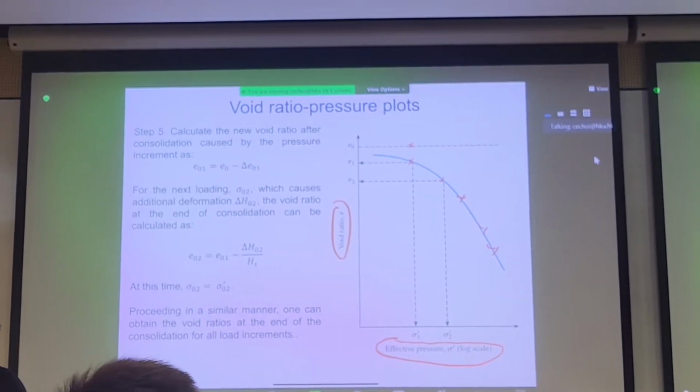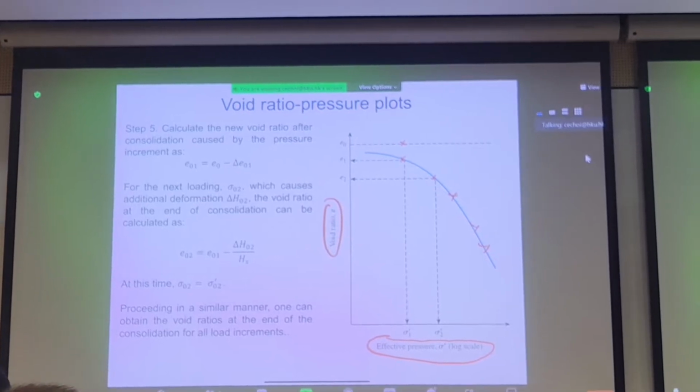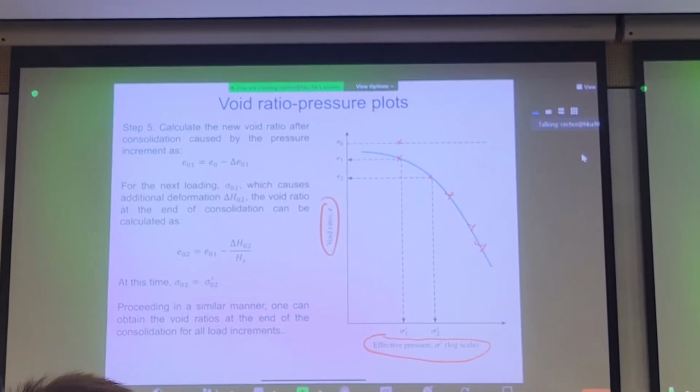Welcome back to another week. So at the end of last lecture, we basically looked at how to interpret odometer test data, how to plot void ratio versus effective stress plots. Now, we can perhaps do an example together to put these equations into context, especially how to use them.